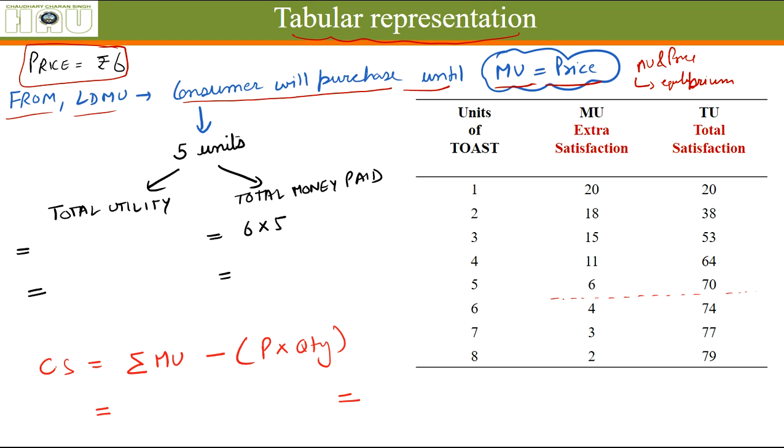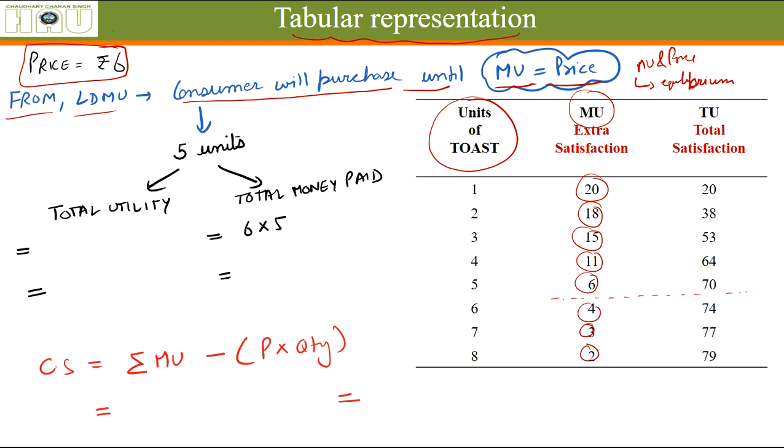So according to this table, let's say he is thinking of purchasing different units of toast: first unit, second, third, fourth, fifth, sixth, and he has tabulated how much extra satisfaction he gets from the different units of toast. The first unit gives him a marginal utility of 20, then 18, 15, 11, 6, 4, 3, 2.